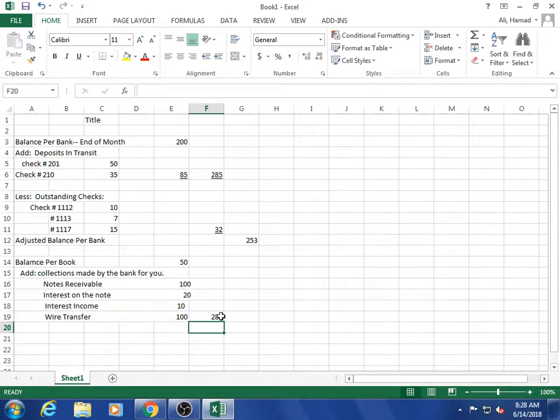Now we're going to do the deductions. Remember we said the balance per bank has additions and subtractions. Same thing, the balance per book has additions and subtractions. Let me put a line under this one. So now we're going to go to the list.